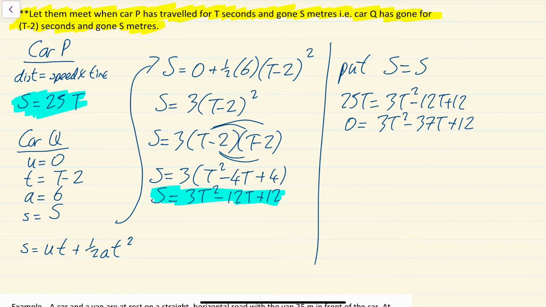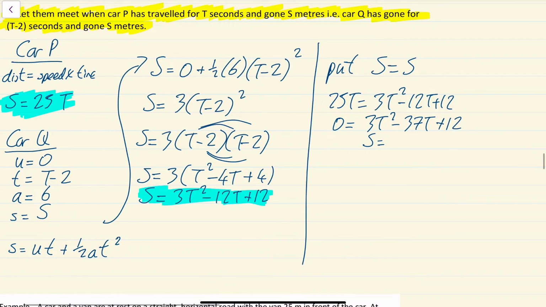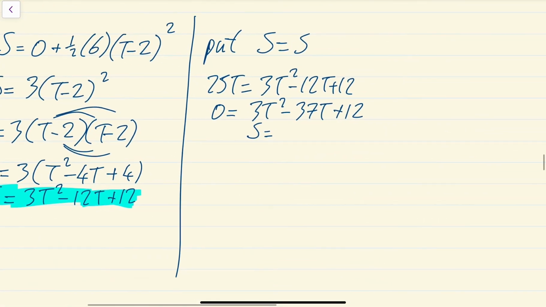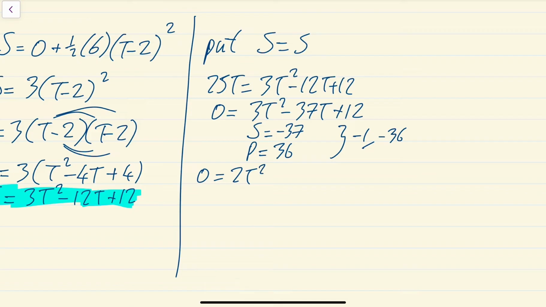And then we'll use the sum and product method here. You can factorize this or solve this whatever way you want. I'm just going to use the sum and product method. My sum is minus 37. My product is 3 times 12, so it's 36. Two numbers which add to give minus 37 and multiply to give 36 are minus 1 and minus 36. So that's going to be, sorry, that's a 3: 0 is equal to 3t squared minus t minus 36t plus 12, which means 0 is equal to, take a t outside a bracket, leaves you 3t minus 1.